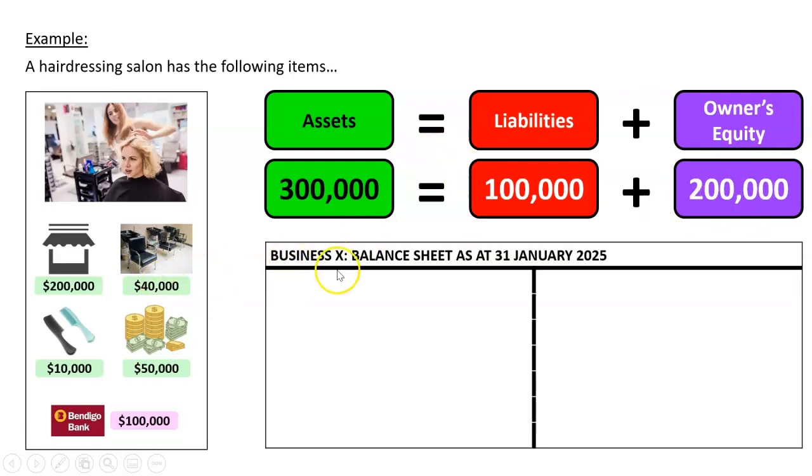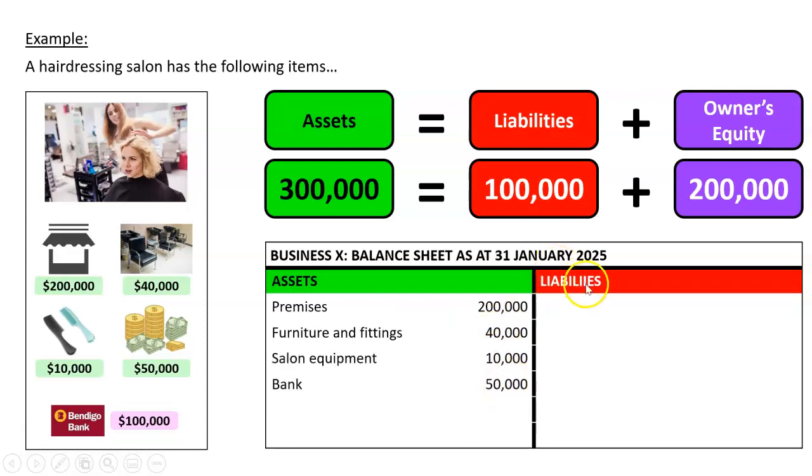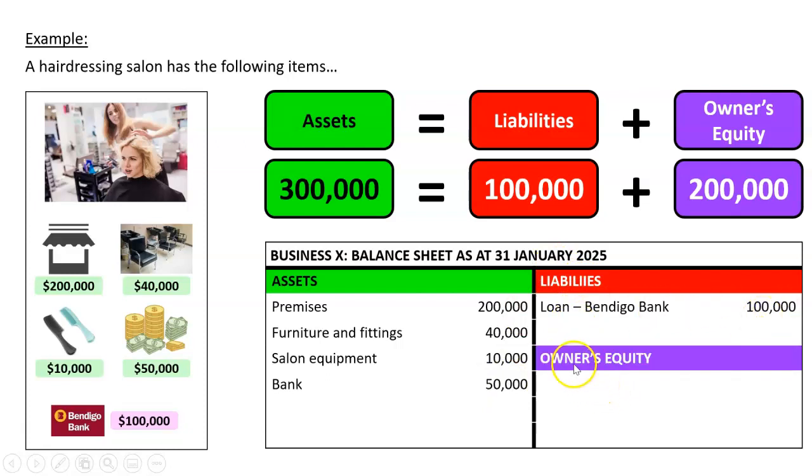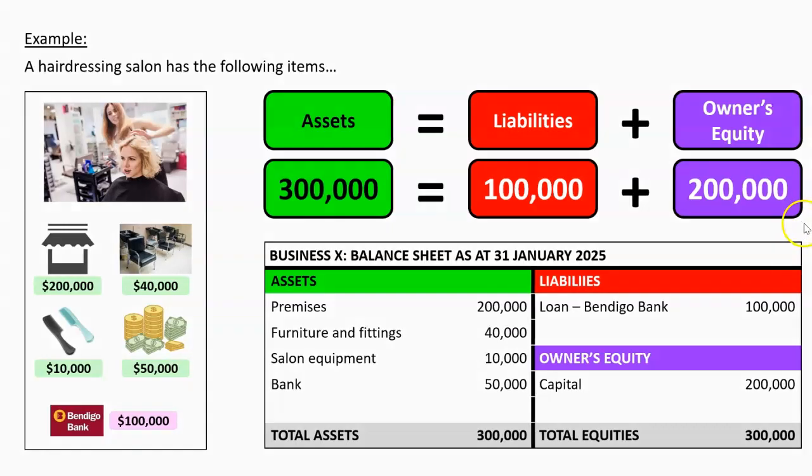Well, what we'd actually do in reality is set that out as a balance sheet. So on the left-hand side, we'd have the assets. So we've got the premises, we've got the furniture and fittings, we've got the salon equipment, and the cash. On this side, we've got the liabilities. We've got a $100,000 loan to Bendigo Bank. And in the owner's equity section, what we do is we don't write the number here. We say under owner's equity, the owner's capital, which is this number here, is 200,000. Total that up, we added these numbers up, we get total assets of 300,000. Then we open this side, we've got 100 plus 200, we've got total equities of 300,000. The balance sheet balances. And all it's doing is representing the accounting equation there.